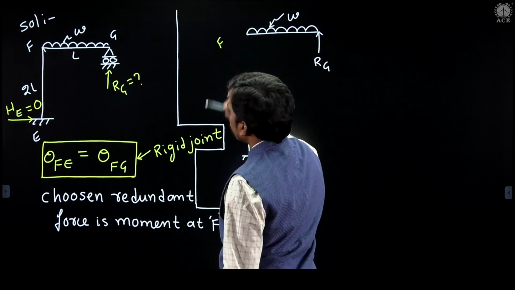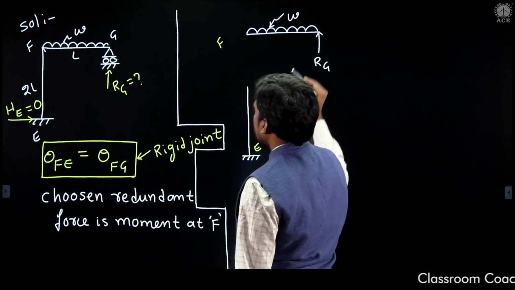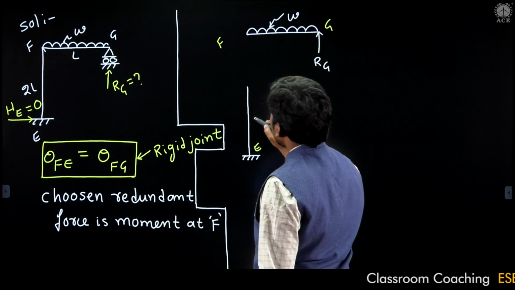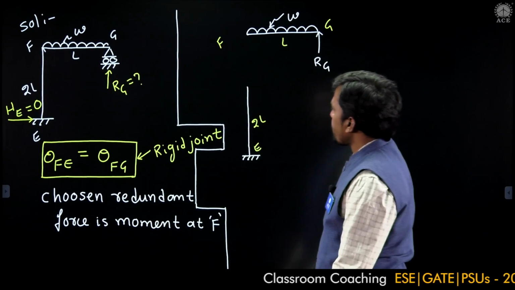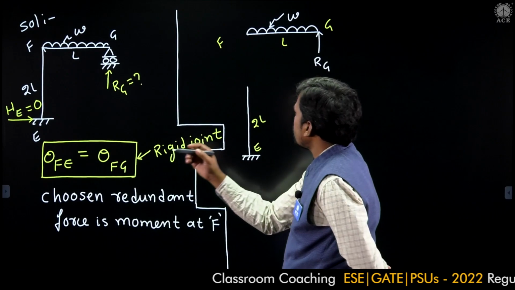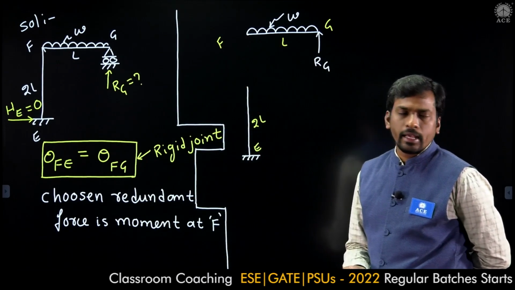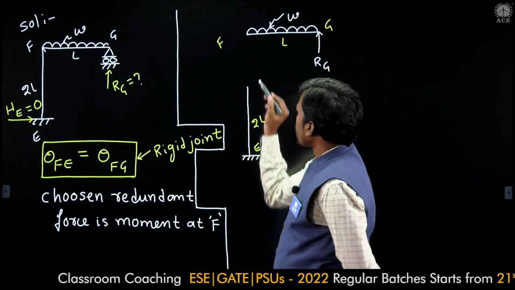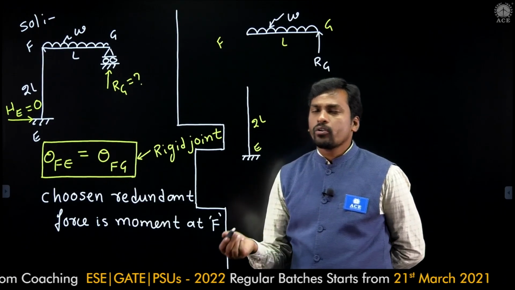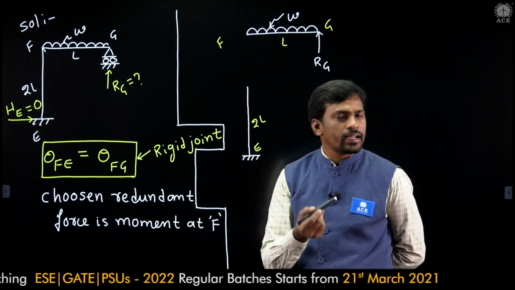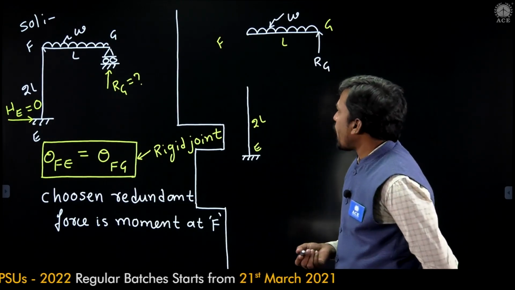So this is F and this is E and this is G, and this length is 2L and this length is L, right? Here three internal forces are there: axial force, shear force and bending moment. Just mark the three internal forces. But initially I don't know the direction of internal forces, so assume one direction initially.